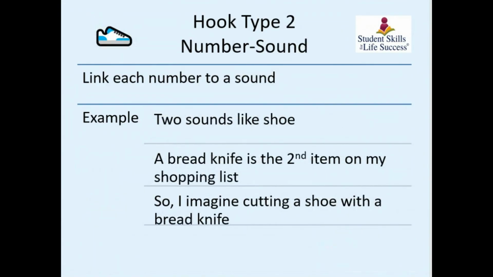The second type of hook that we can look at is the number sound hook, where we link each number to a sound. So now instead of thinking of a shape, we are going to think of a sound. So 2 sounds like shoe. If a bread knife is the second item on my shopping list, I'm going to link it to the standardized shoe that I have. And so I can imagine cutting a shoe with the bread knife.